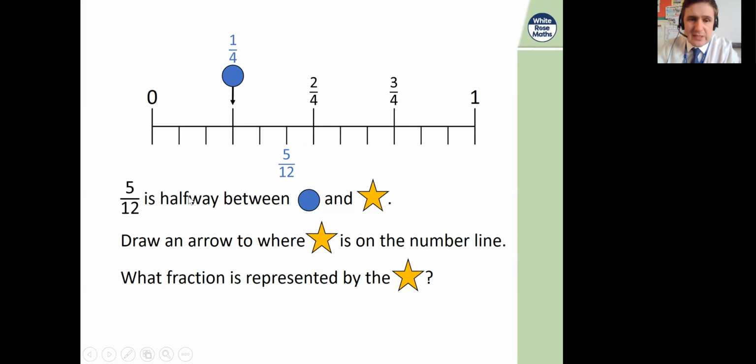Now, 5/12 is halfway between the circle and the star. Well, if the circle's here, and 5/12 is here, and 5/12 is halfway, then the gap on the left-hand side is going to be the same as the gap on the right-hand side. So here is where the star is going to be. And what fraction is that? It's not 2/4, it's gone past 2/4. But you can count it up in 12s. Well done if you said that the star was at 7/12.